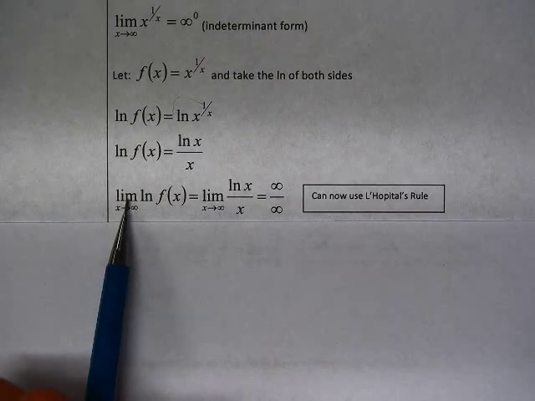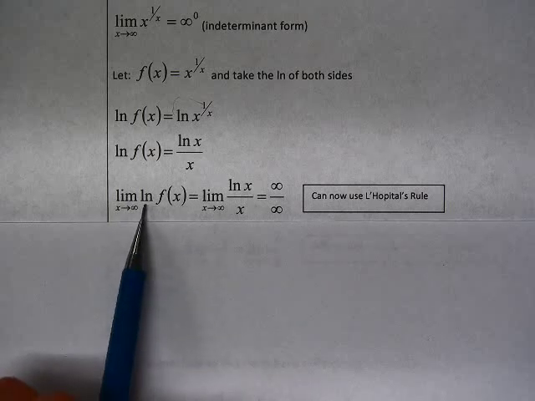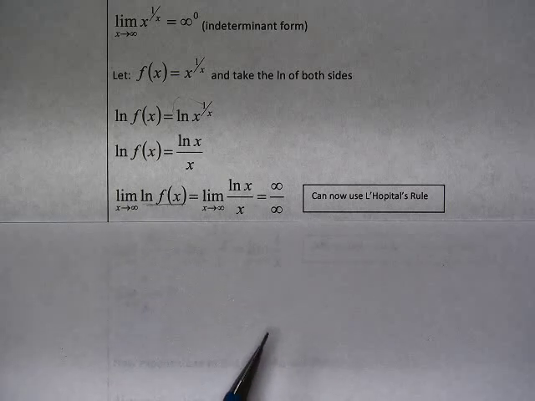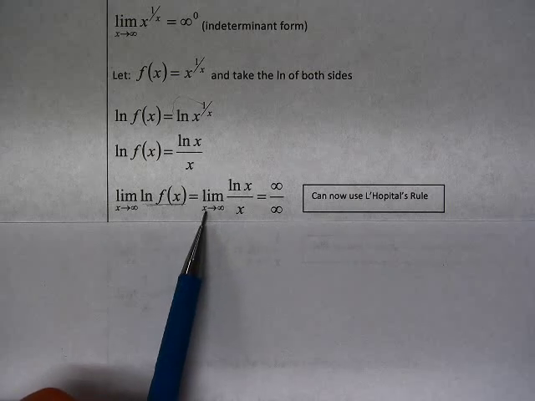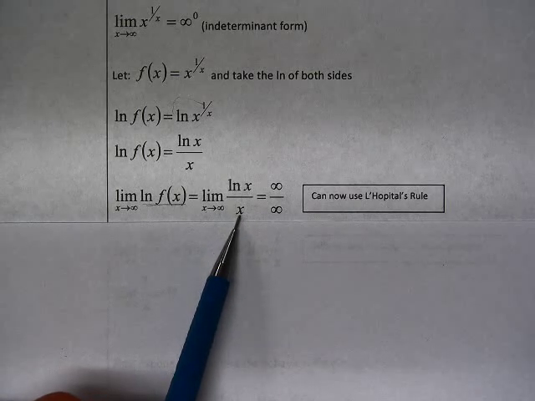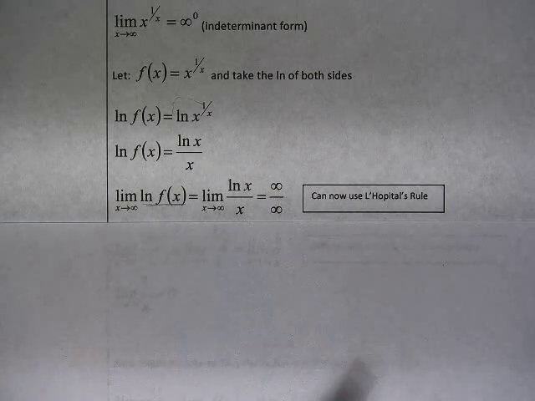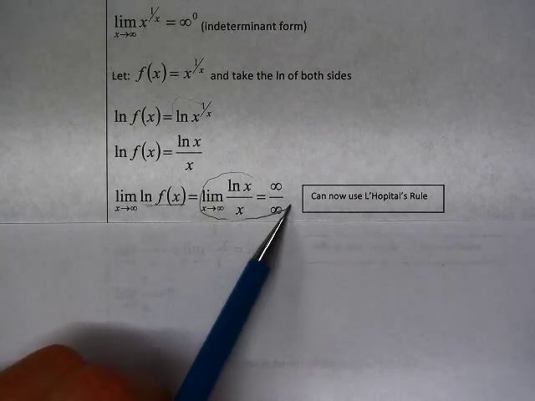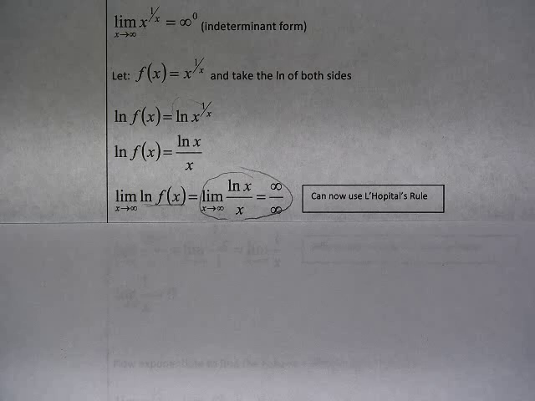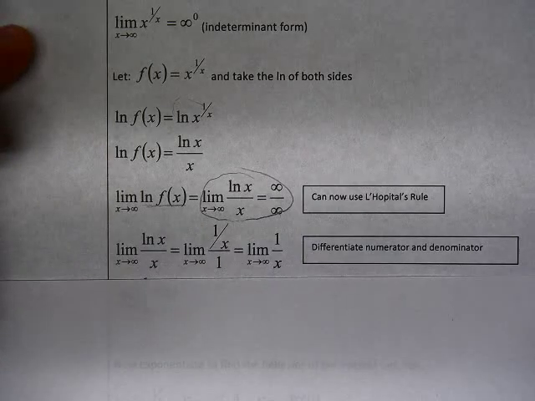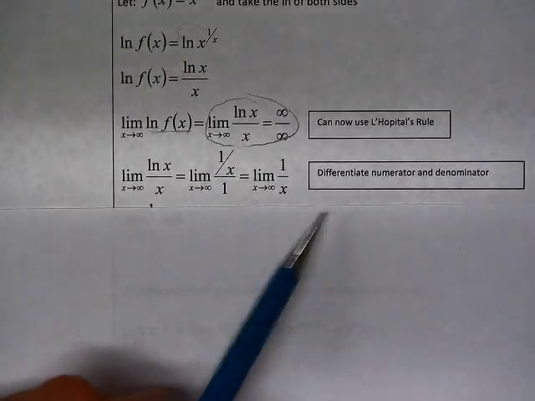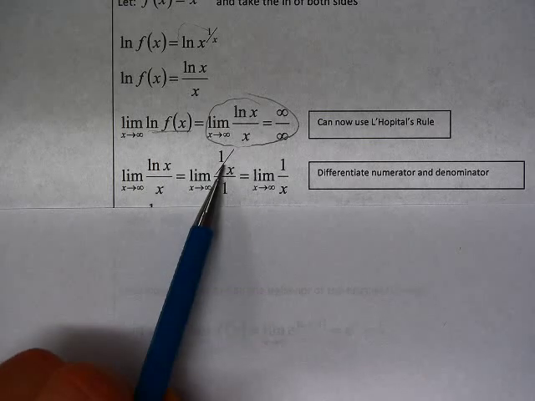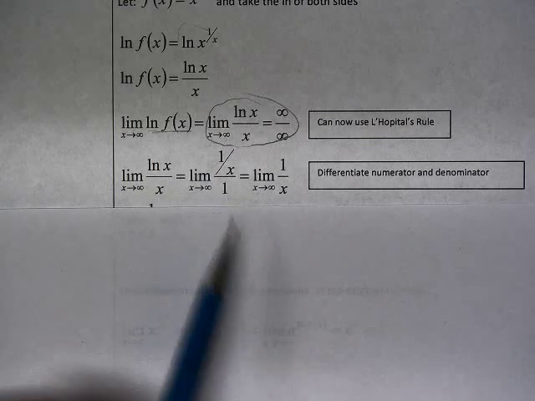So now I'm trying to find the limit as x approaches infinity of the natural log of f of x. That is equal to the limit as x approaches infinity of ln of x over x, and that is infinity over infinity. So we can use L'Hopital's rule now to find this limit. So I'm going to differentiate the numerator. I get 1 over x. Differentiate the denominator. I get 1.